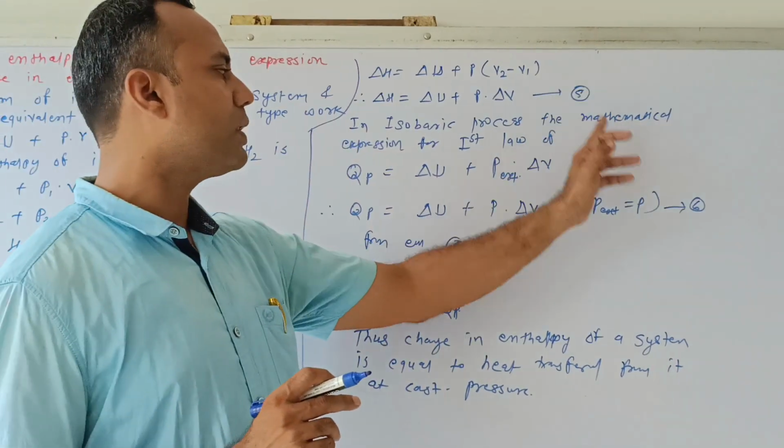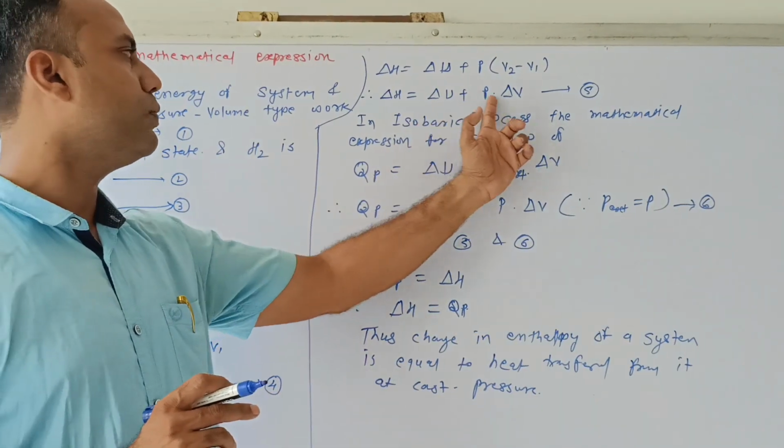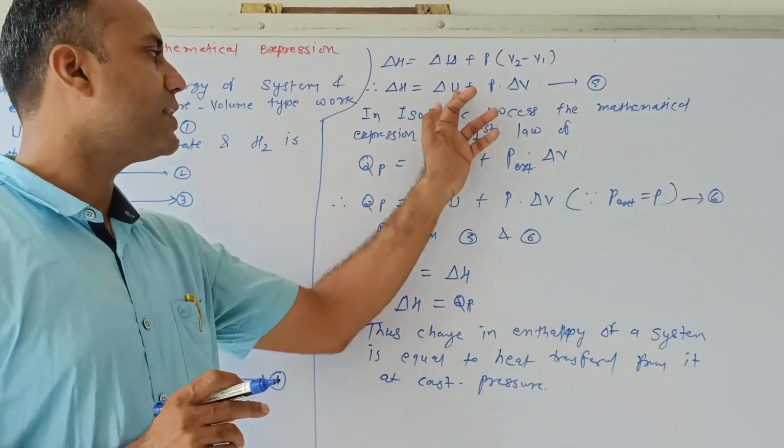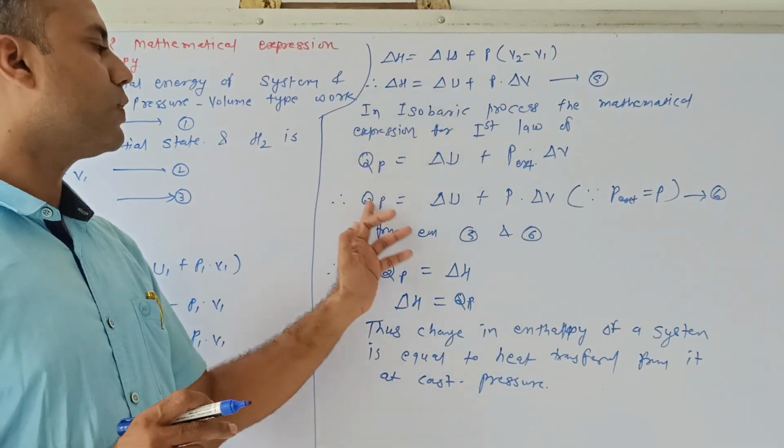Now look at equation number 5 and equation number 6, right hand side. Delta U plus P delta V, delta U plus P delta V. Equations 5 and 6 have the same right hand side. That's why the left hand side is also the same.